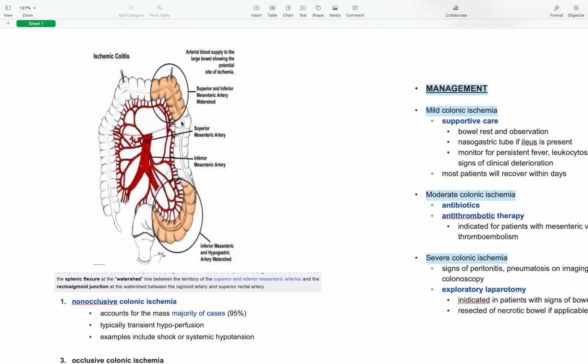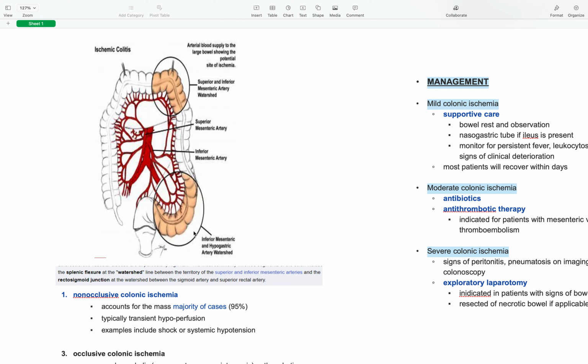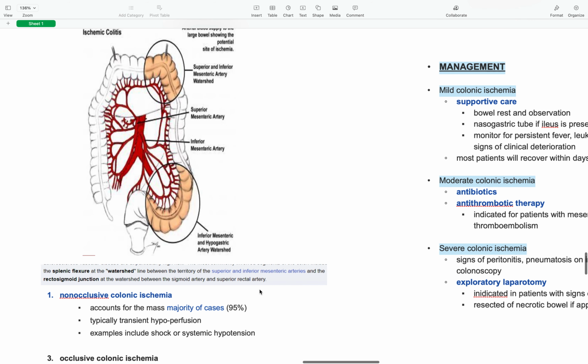So this is the territory of the superior and inferior mesenteric artery. The transverse colon is supplied by the superior mesenteric artery, and the descending colon is supplied by the inferior mesenteric artery. So that's the communicating arteries. The other one is the rectosigmoid junction, where the watershed area is between the sigmoid artery and the superior rectal artery. This is a very high yield anatomical question on the USMLE. So the watershed areas are the splenic flexure and the rectosigmoid, and you should know the blood supply.